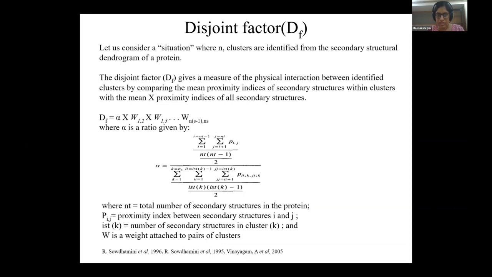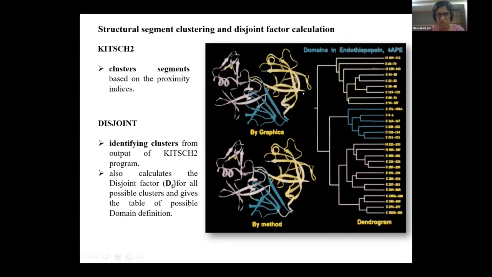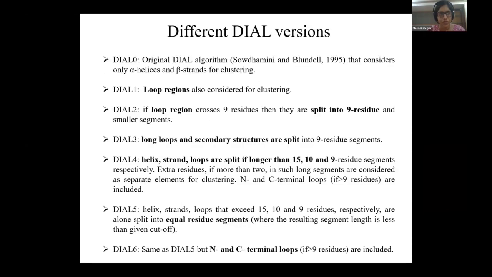Supposing for this particular PDB structure, there are multiple solutions and the best disjoint factor is 1.2. We take that domain description, and in that case, if there are 3 domains, we have identified 3 structural domains within the PDB. And so the DIAL algorithm, as Sowdhamini ma'am had mentioned, she had worked on it in '94, the original version of DIAL. And after this, in the lab, there have been several iterations, several versions of DIAL.